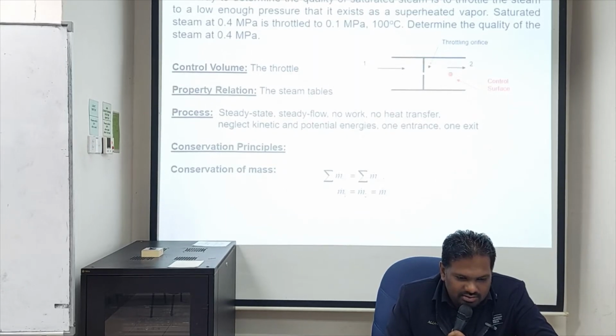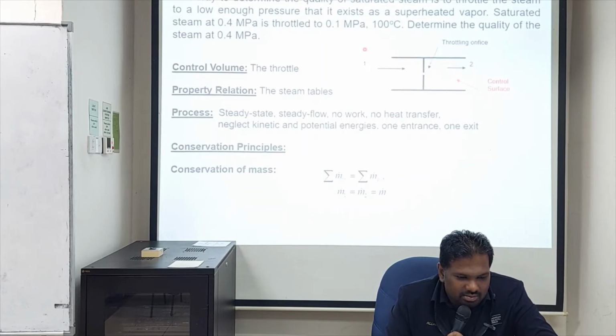Okay, so you draw first. So this is a throttling device. So in between you have a valve. Okay, so it's a control volume, from 1 to 2. So the control volume is a throttle. Okay, so the property relation is the steam tables. The steam tables are table A5 and A6. Okay, so A5 and A6. So the process is steady state, steady flow, no work, no heat transfer.